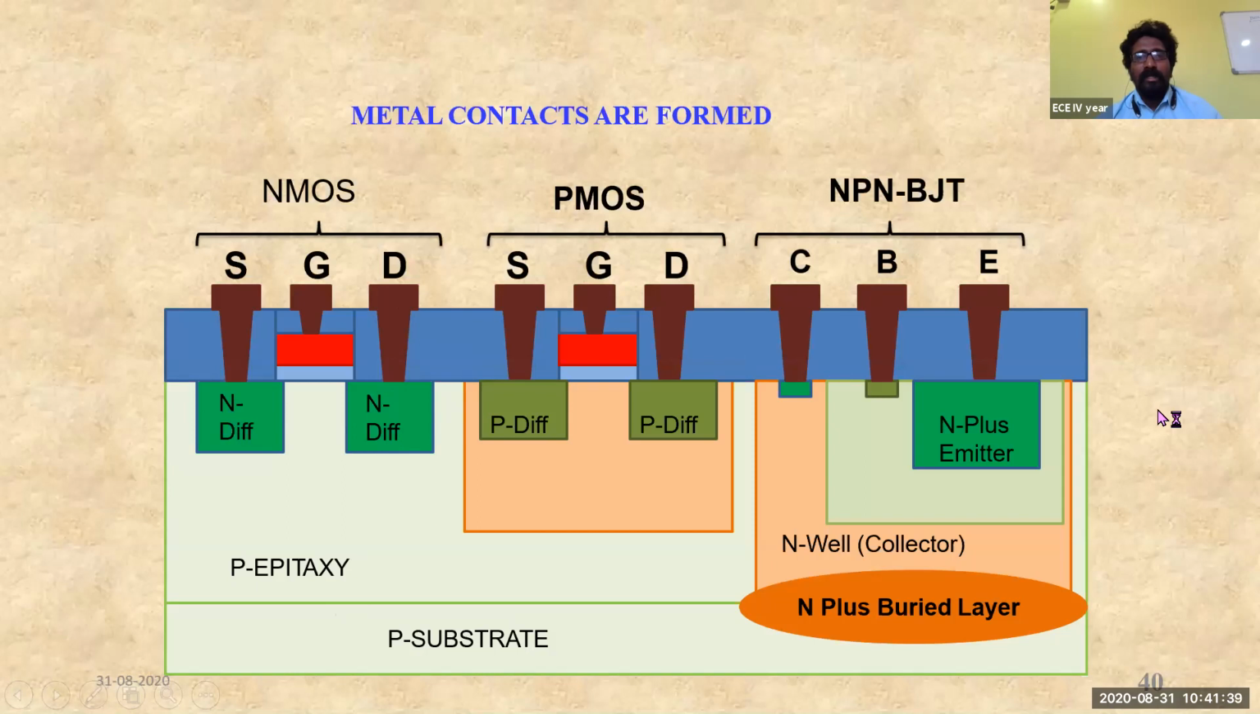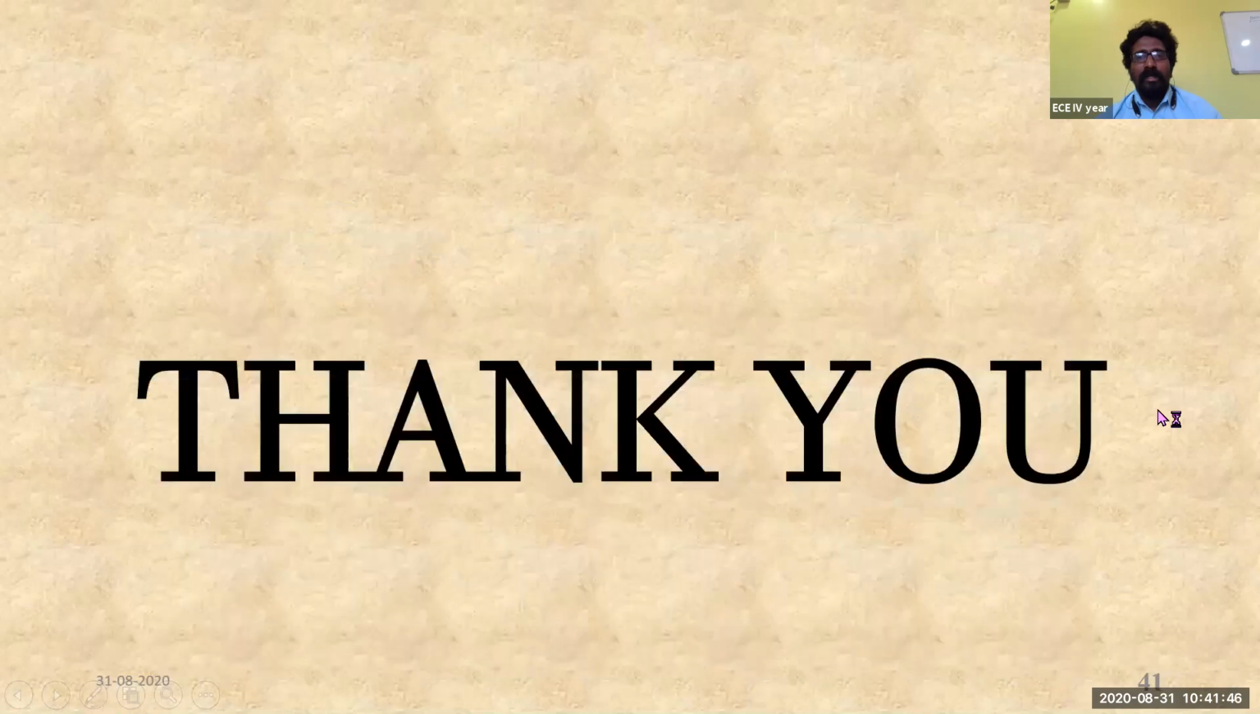So this is regarding what is meant by BJT fabrication, and later what are the advantages and disadvantages of BJT, what are the advantages and disadvantages of CMOS technology, and how a Bi-CMOS device can be fabricated.